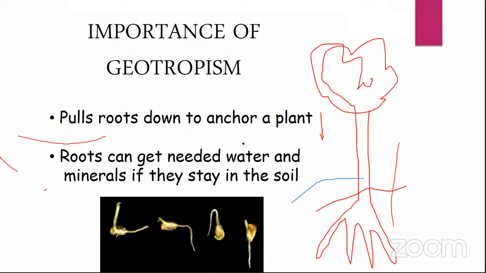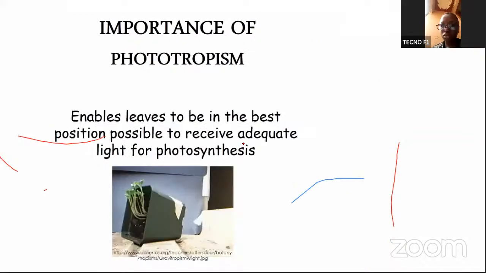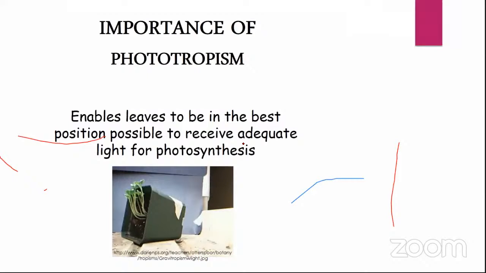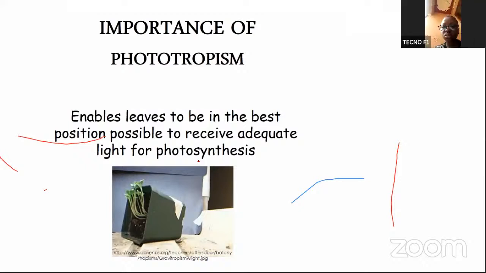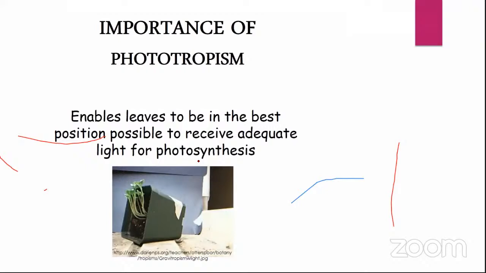Then what about phototropism? Is it important to be in the best position possible to trap sunlight energy for photosynthesis? If a plant is not receiving light, what is going to happen is it's going to die. Why? Because it's not going to be making food. Photo means light. Synthesis means to make. Now the plant is able to trap that energy. Its use actually comes from the sun.